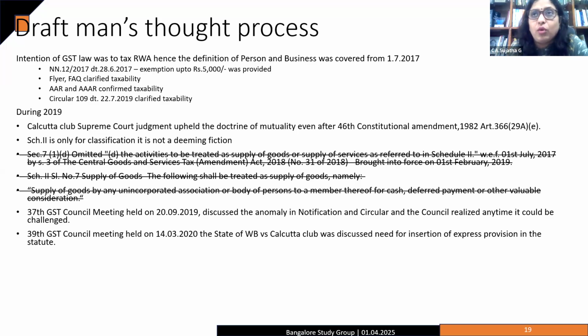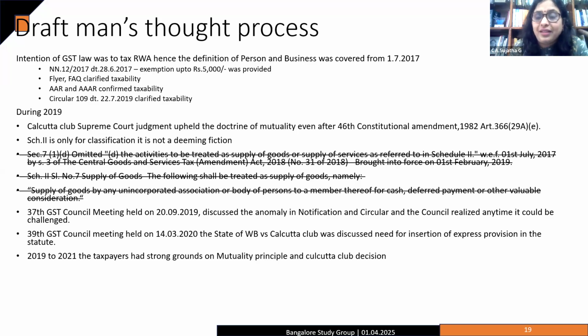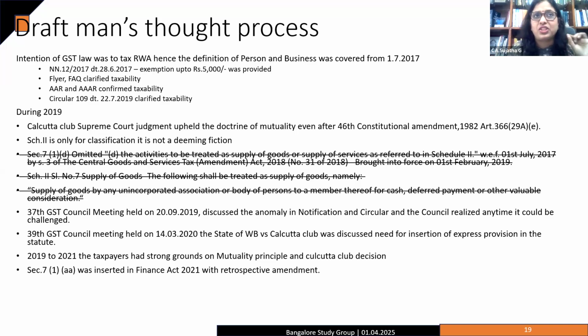Then in the 39th GST Council meeting, they discussed the Calcutta Club. Then they realized that if you make an express provision in the act, clearly saying that this transaction is subject to tax, you create a deeming fiction, expressly stating that it covers the transaction with the constitutional backing, it can be subjected to tax. So nobody can evade tax if you put it in the act itself. So in the 2021 finance bill, they introduced this provision with retrospective amendment. From 1st July 2017, from the day of inception of GST, this provision will be applicable. They introduced it backward and then they regularized it. So this is what led to the insertion of section 7(1)(aa).